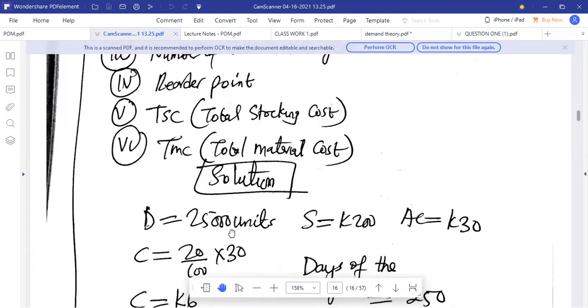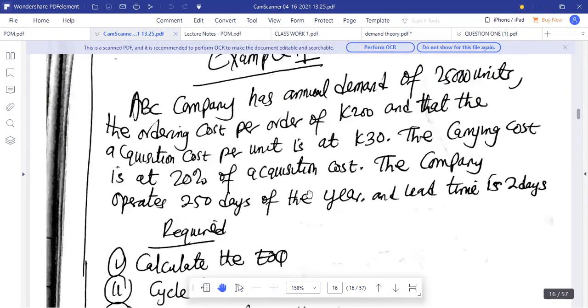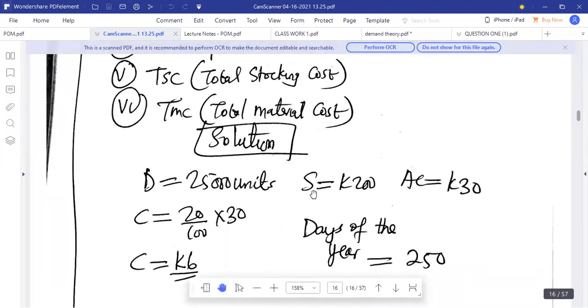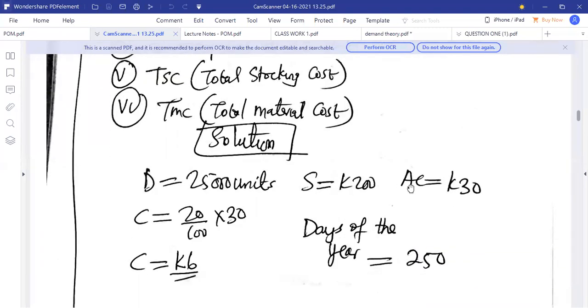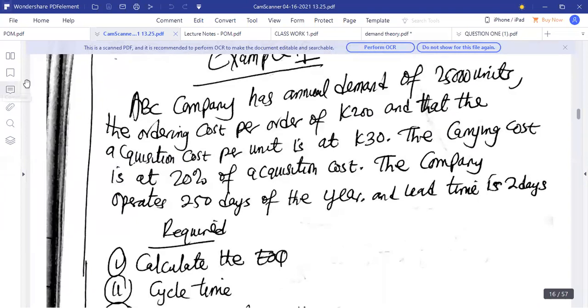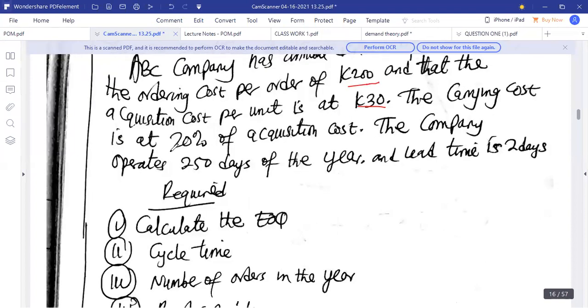Our D is 25,000. From there, we have our S, which is ordering cost per order of 200 kwacha, then acquisition cost per unit of 30 kwacha, and the carrying cost is at 20% of unit price. Okay, so you have those ones.